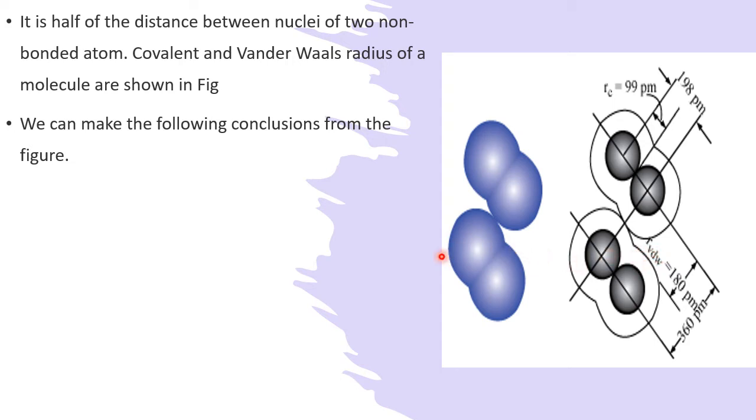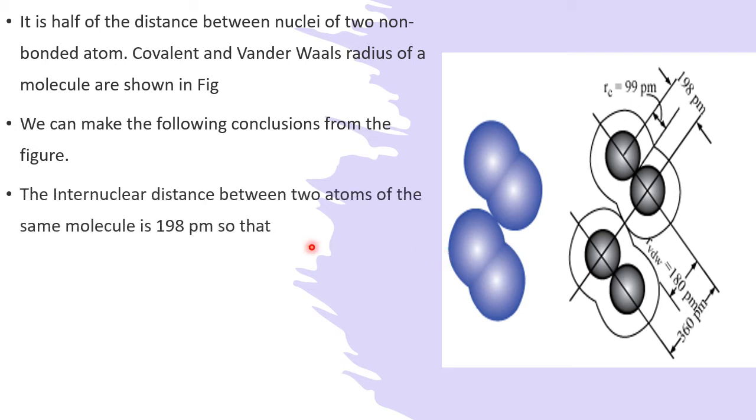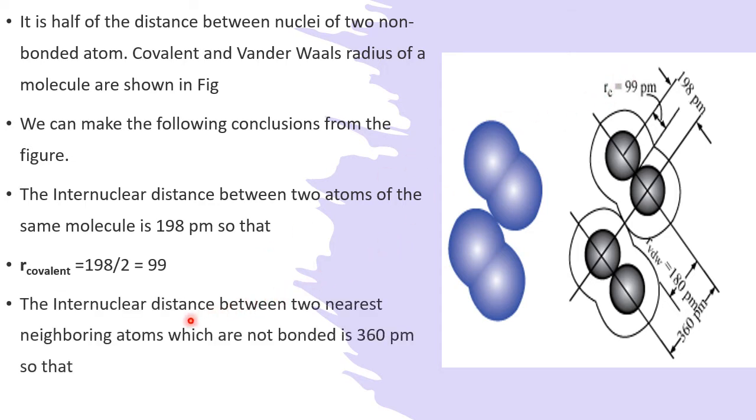Now we'll go to one more point. The internuclear distance between two atoms of the same molecule is 198 picometer. So the covalent radius is 198 by 2, 99 here. Okay. Then the internuclear distance between the two nearest neighboring atoms which are not bonded is 360 picometer. So its half is the van der Waals radius, 180 picometers. It is here, both are shown diagrammatically just to understand. Okay.